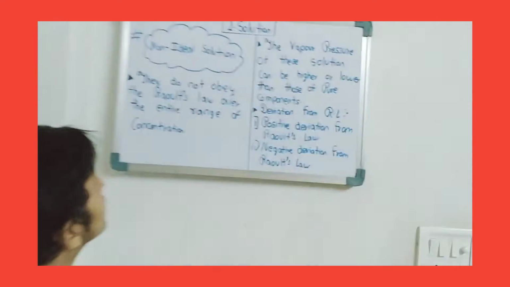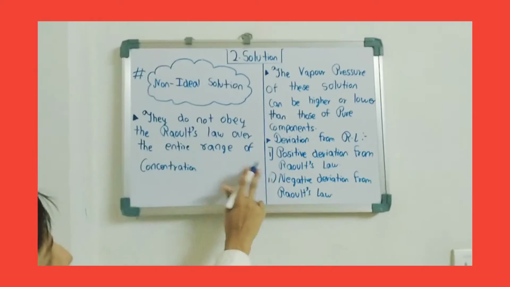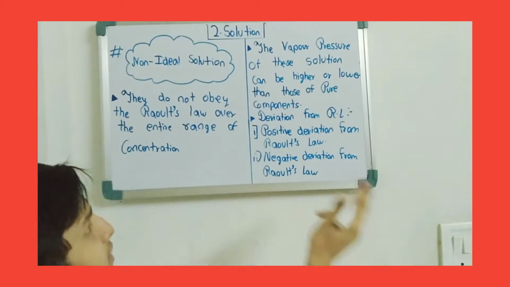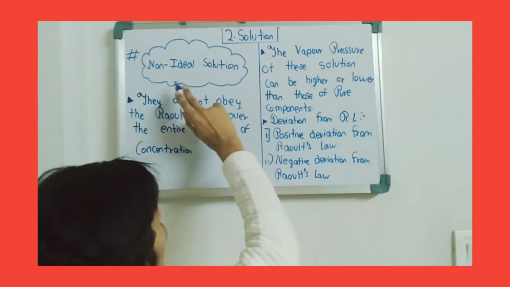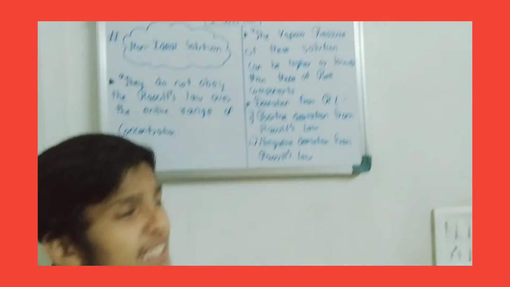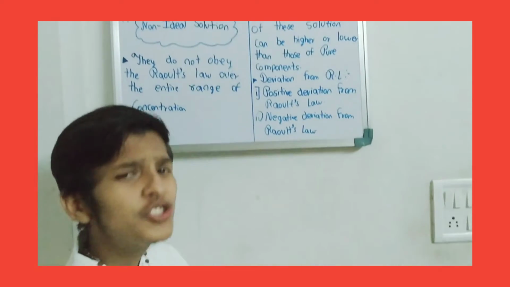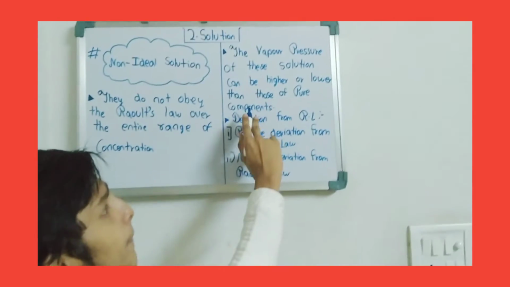Now let's look at what a non-ideal solution is. It is the opposite of the ideal solution, that is, the solution will not follow Raoult's law. So let's look at the properties of the non-ideal solution. Basically, non-ideal solutions do not obey Raoult's law over the entire range of concentration. The second property is that the vapor pressure of a non-ideal solution can be higher or lower than those of the pure components. So basically the vapor pressure of a non-ideal solution keeps on changing.